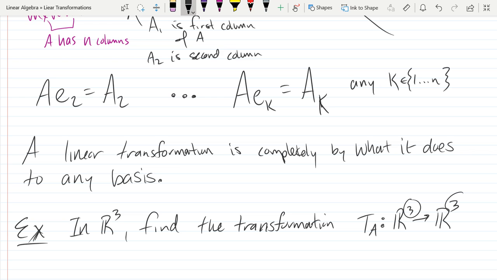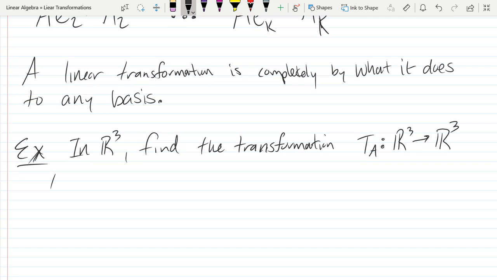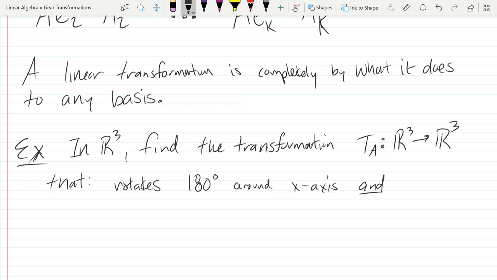If the dimensions of our spaces don't match, one of them will be the number of rows, the other one will be the number of columns. And you just do a little dimension argument to figure out which is which. So just think about how you multiply, and then think about which is which. In this case, A is going to be 3 by 3. So find the transformation that rotates 180 degrees around the x-axis and doubles the x-coordinate.